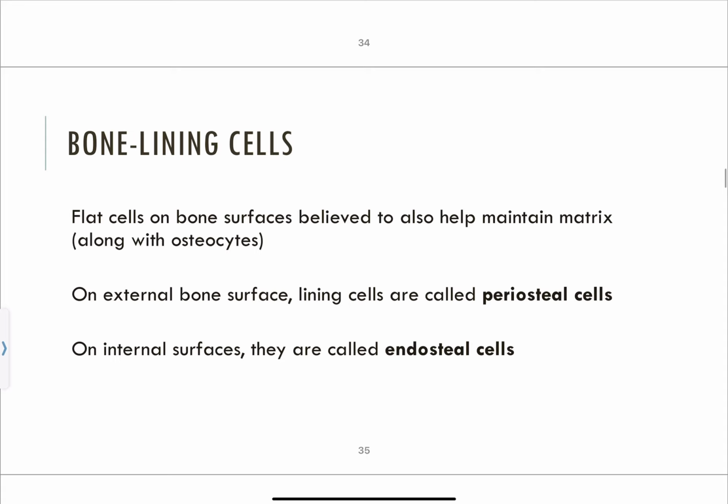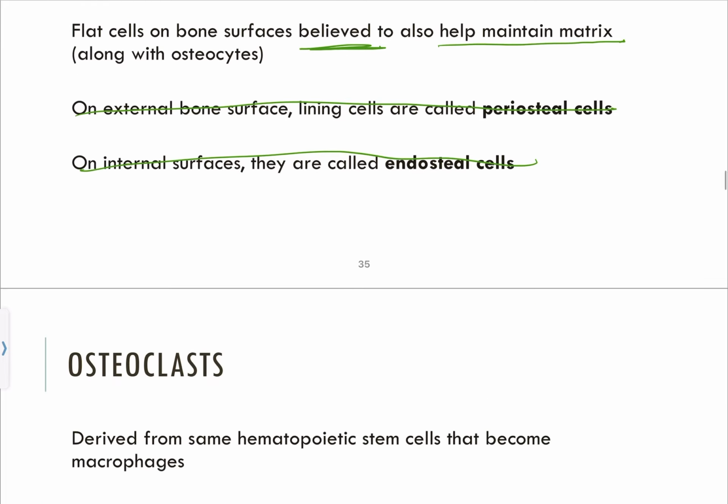Okay, our fourth type of cell is a bone lining cell. The most important thing here is really that they do the same thing as an osteocyte, so they help maintain the matrix. Don't worry about these two terms. And again, if you look here, it's believed. So they think that's what these bone lining cells do, but they're not entirely sure. For the sake of the exam, they basically have the same function as an osteocyte in maintaining the matrix.